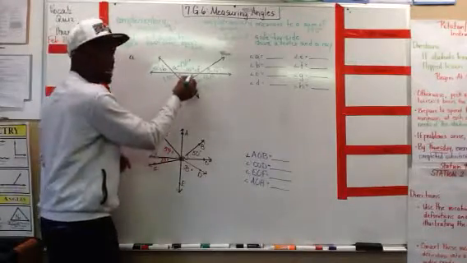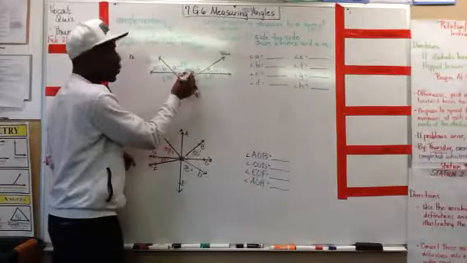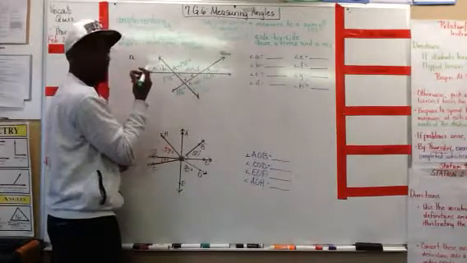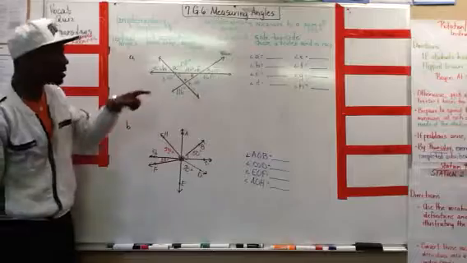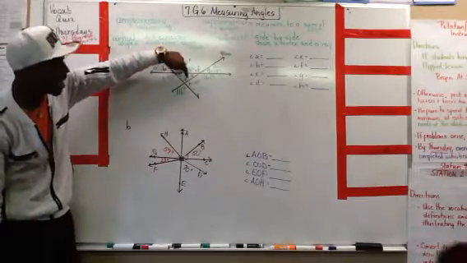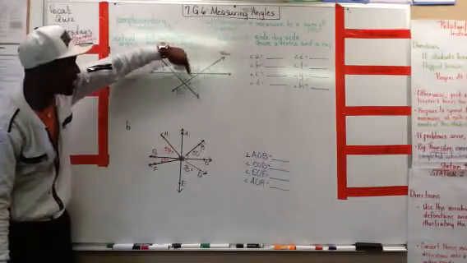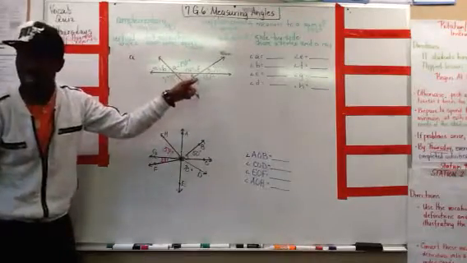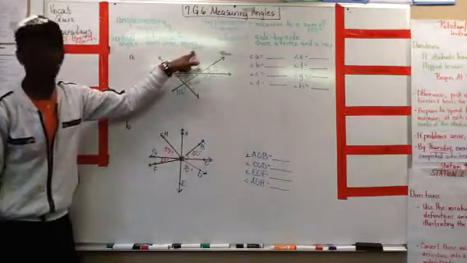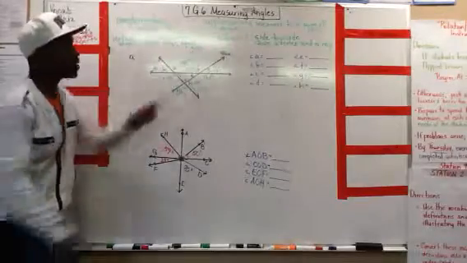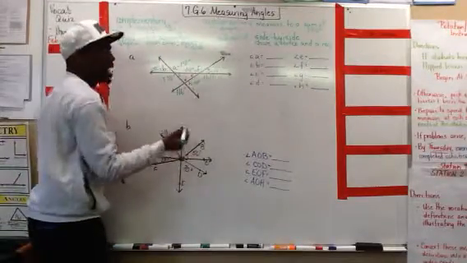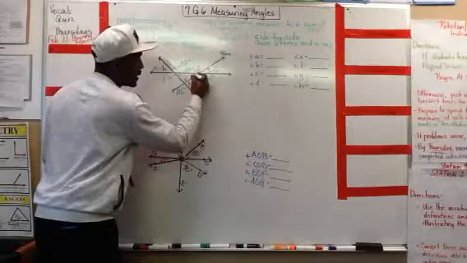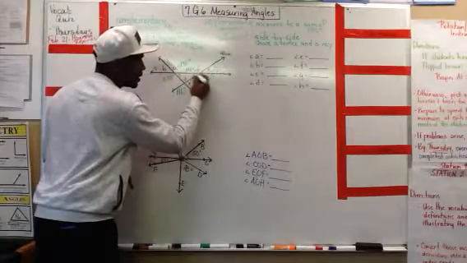Do we know what E is? Well, we can use what we have to figure out what E is. Look, E and G are what kind of angles? Vertical. So do we know what E is? Yes. What do we know about vertical angles? Equal value. So if G is 19, what does E have to be? It has to be 19 degrees.